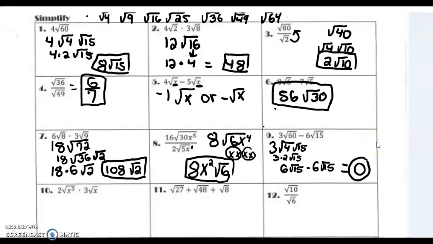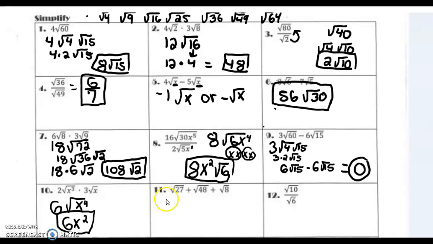Alright, next one. X cubed, we're multiplying, right? So 3 times 2 is 6. X cubed times x is x to the 4th. And you know you can take 2 groups of x's out. So that's going to be x squared. And we're done, alright?